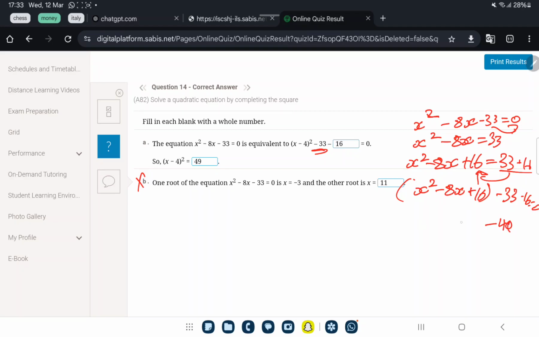You factor this, it is going to be x minus 4 squared minus 49 equals 0. You move the 49 to the other side. We got the first blank, 16 minus 16. You move the 49 to the other side, it becomes x minus 4 squared equals 49.